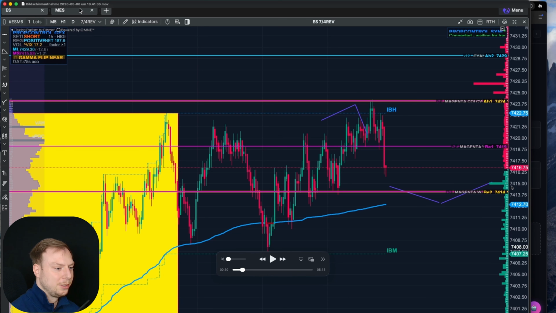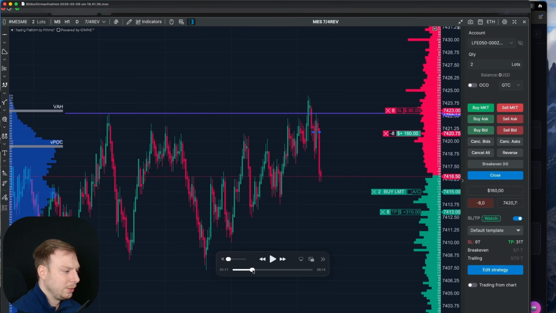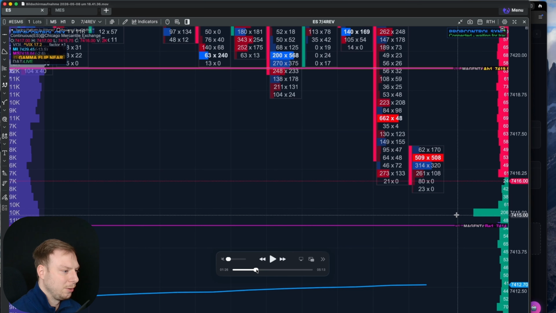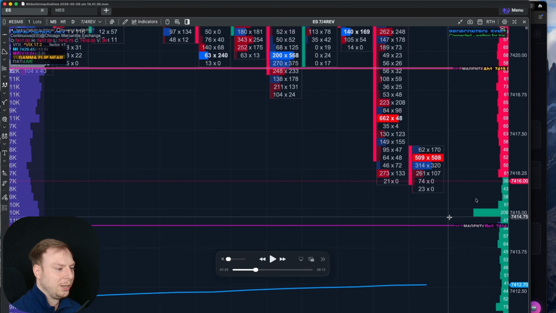So at the 415th, we had this order over here of 217 contracts, and my idea was to get it at least to this level. But then when we got to this level over here, we had aggressive selling, more aggressive selling, and I was really confident about getting this up to the 415th.